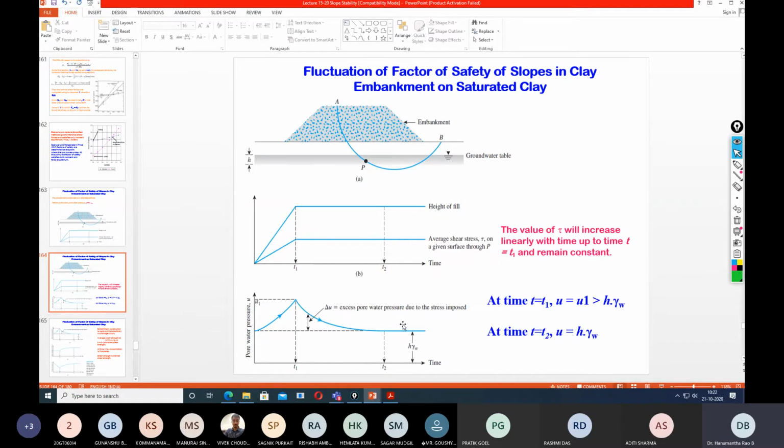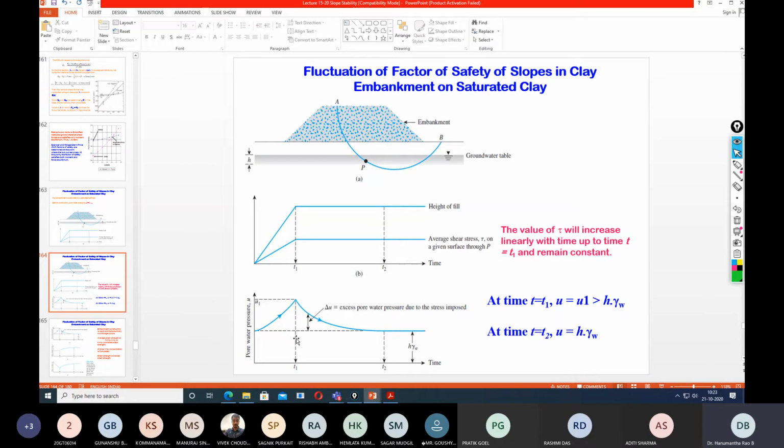As there is a decrease in the excess pore water pressure, the obvious consequence is an increase in the shear strength of the soil. As you can see, sigma dash is equal to sigma minus u. So effective stress is equal to total stress minus pore water pressure. As you keep on decreasing the pore water pressure, the obvious effect is an increase in the effective stress, and an increase in effective stress means an increase in the shear strength. The decrease in the pore water pressure continues until it again reaches the initial pore water pressure condition, that is gamma W into H.